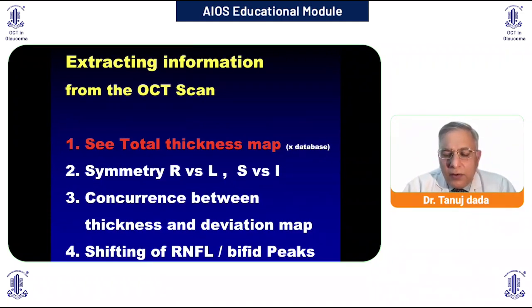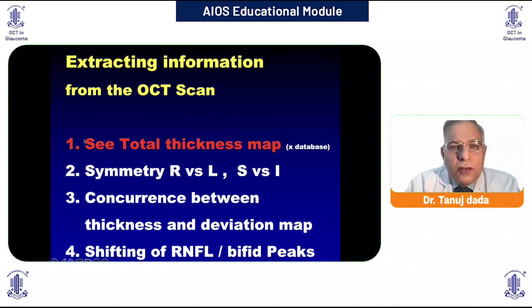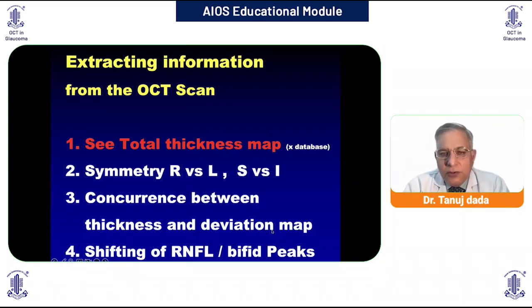And Dr. Harsha has very nicely covered the interpretation of the OCT parameters. And I want to again reemphasize why you should focus on the total retinal thickness map, because this is independent of the database. So here the OCT is not comparing against the normative database. So you are getting a topographic image of what is normal and what is abnormal. So see the total thickness map. Always see the symmetry between right versus left and the superior versus inferior RNFL. And there should be concurrence between the thickness map on the OCT and the deviation map on the OCT.